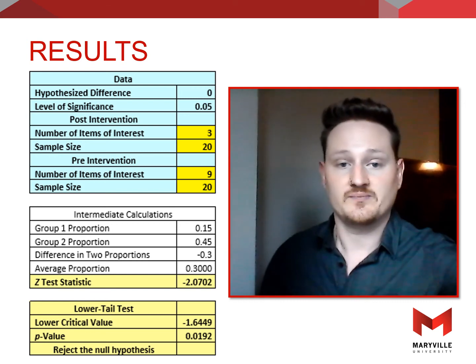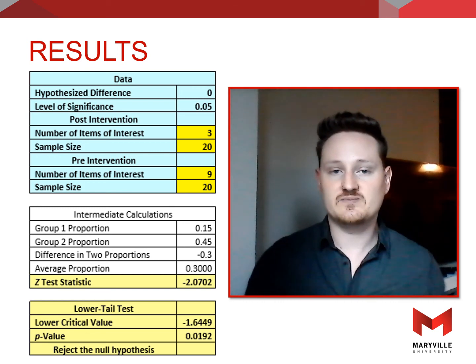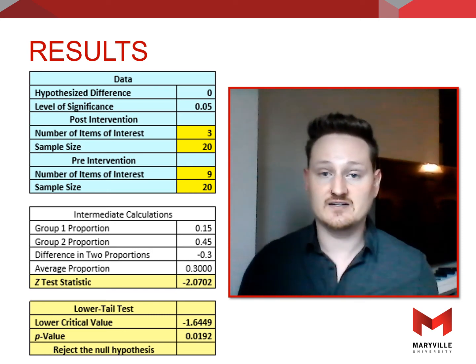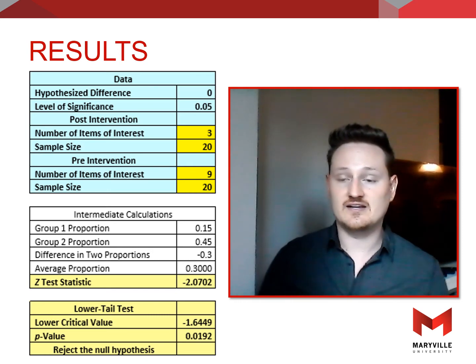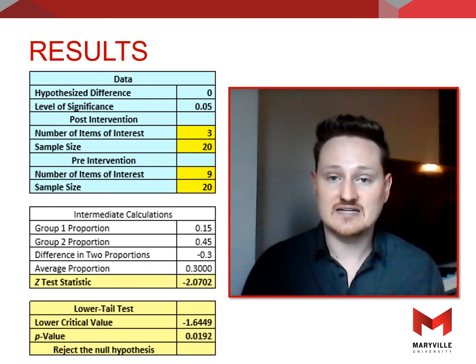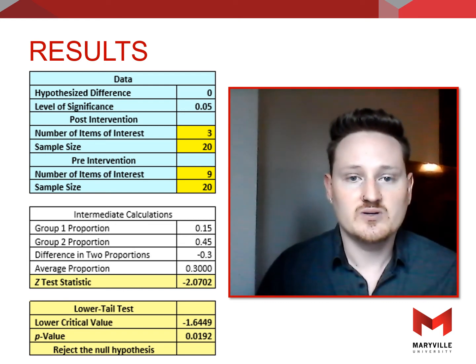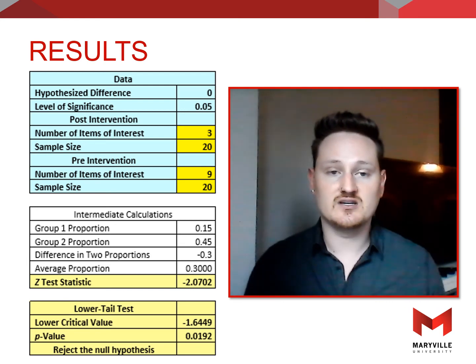The next section, intermediate calculations, has calculated the proportions between these two groups, identified a difference in the population, and generated a z-test statistic. The last part of the table, titled Lower Tail Test, shows the calculated p-value, which is used to reject or accept the null hypothesis.